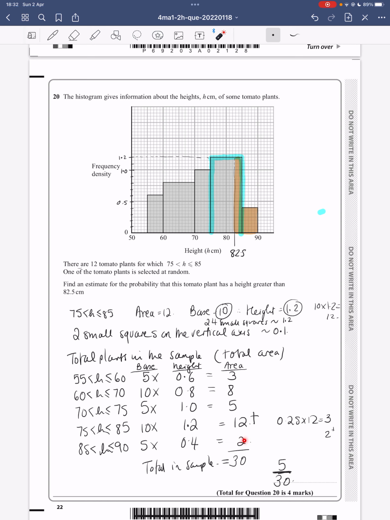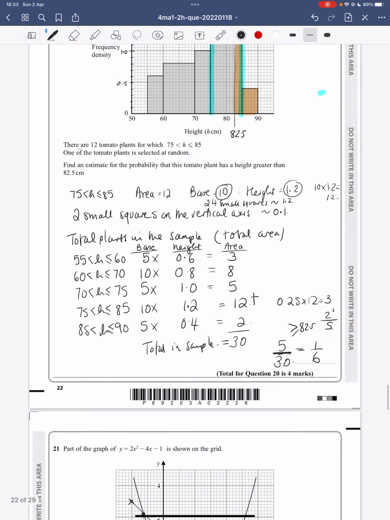And in there, it's 2. So 3 plus 2 is 5. So they're greater than 82.5, greater than or equal to. So it's 5 out of 30 or 1 out of 6.